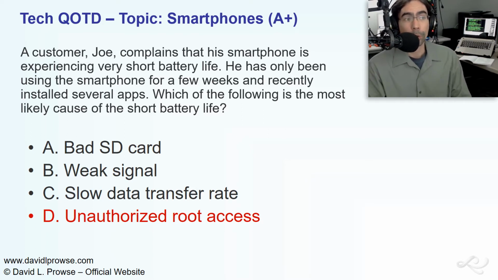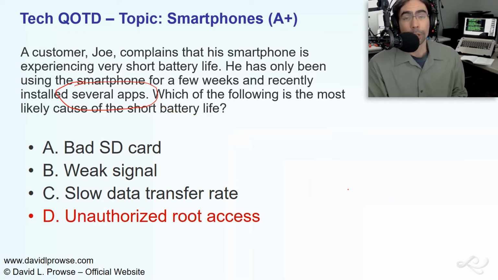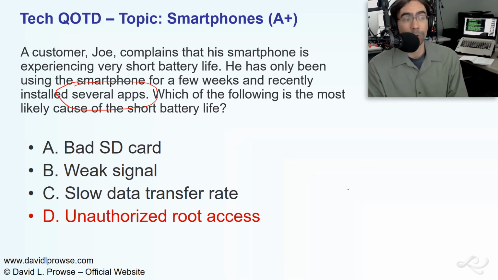Now let's remember, Joe has only been using this smartphone for a short time, but has just installed several apps. And therein lies the key here. That's what we're looking for. Several apps have just been installed. And you never know. There might have been another app piggybacking one of the apps that was installed, or perhaps some type of Trojan was going on, and something else got installed that got root access to the phone.